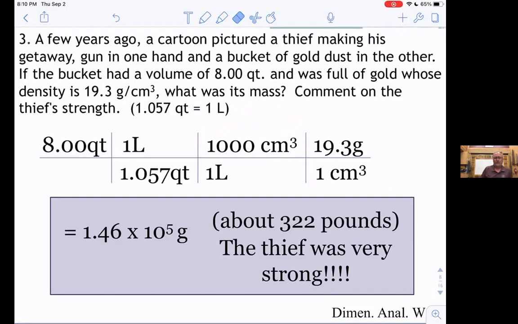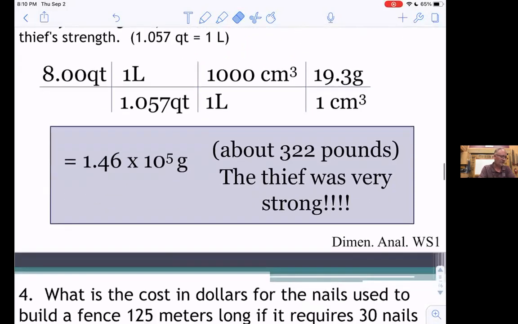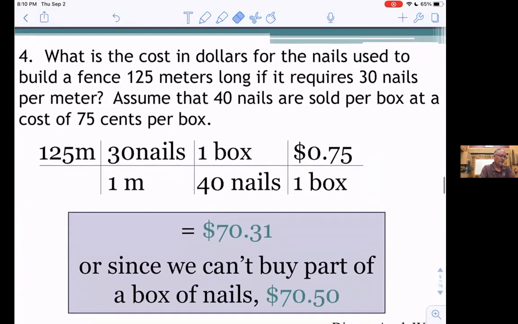I hate to say it, but 14,600 grams is 322 pounds. I don't think the thief's going to be able to get very far with that bucket of gold. Anyway, gold's crazy dense. Cost in dollars of the nails.